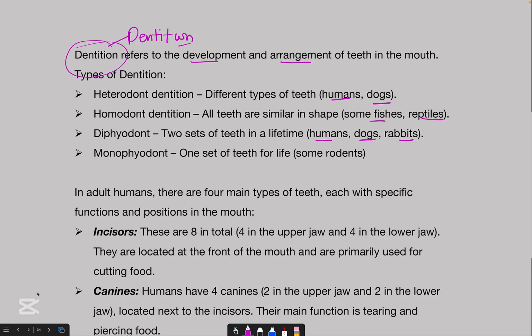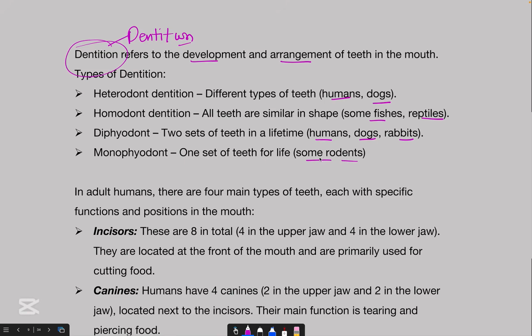Then we have monophyodont dentition. There is one set of teeth for life. As those teeth come, they do not come out again. Are you getting it? An example is what? Some rodents. So heterodont means different types of teeth, like human. Homodont means all teeth are similar, as in some fishes and reptiles.